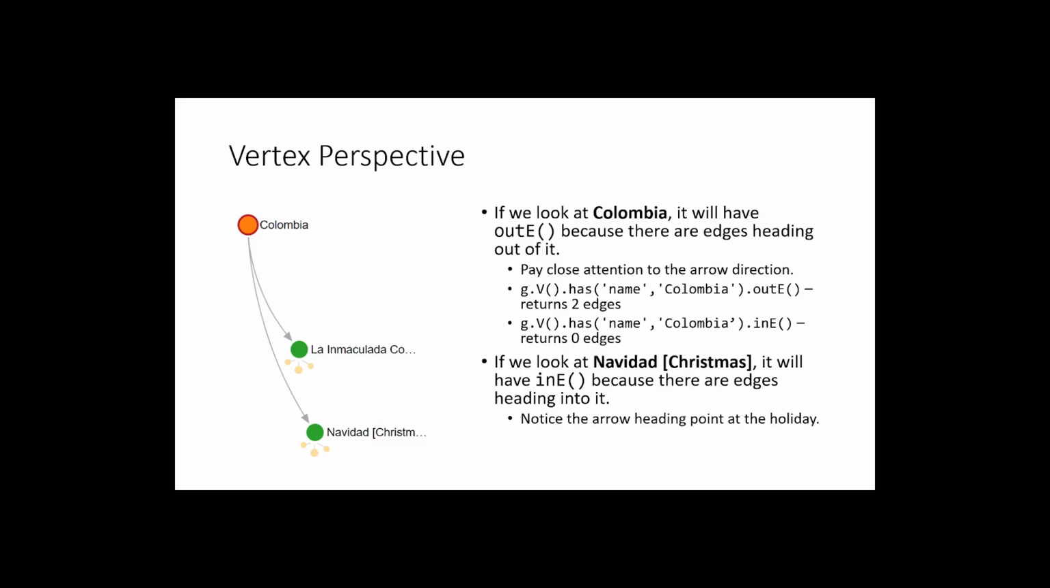So let's talk about ins and outs because it gets confusing at first. If we look at Colombia, it will have outE because there are edges heading out of it. Those arrows are pointing at the holidays. Notice that arrow direction makes a difference. If we were to check Colombia's inE, you'll notice that there's 0 edges because there's no arrows pointing at Colombia. Now if we were to change that to Navidad, it will have inE because those edges are headed into it. So that's from the vertex side.